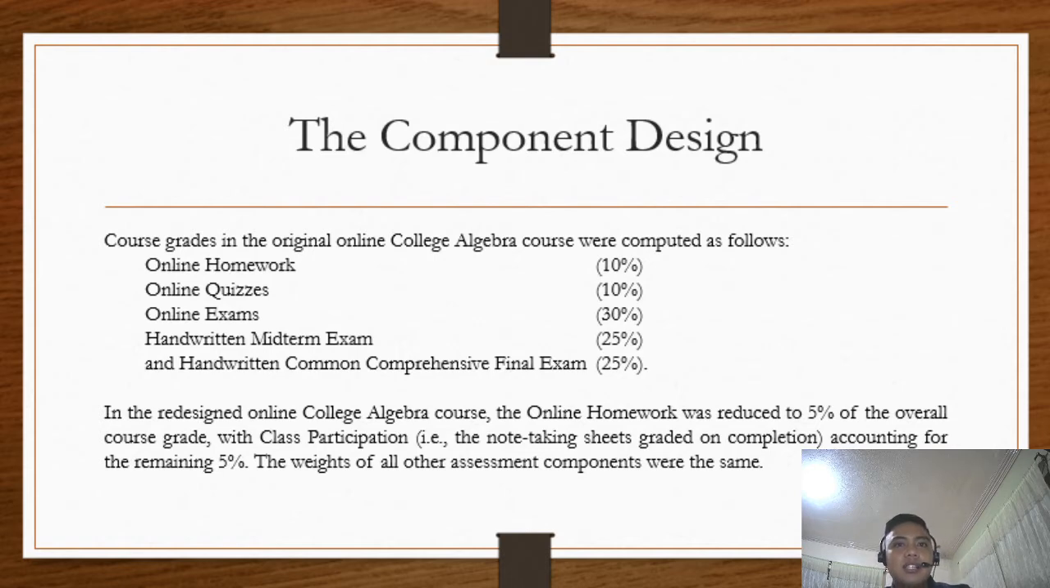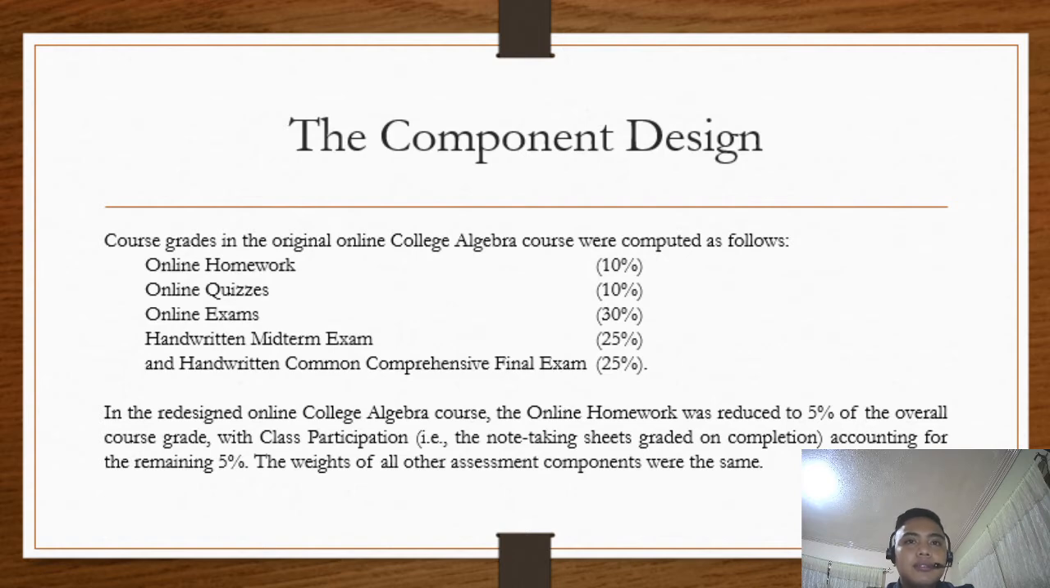Now, in the redesigned online college algebra course, the online homework was reduced to 5% of the overall course grade, with class participation, for example, the note-taking sheets graded on completion, accounting for the remaining 5%. The weights of all other assessment components were the same. So this would be how the course would be graded, okay?